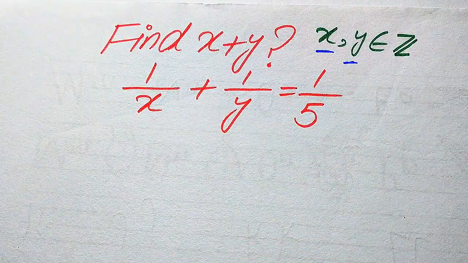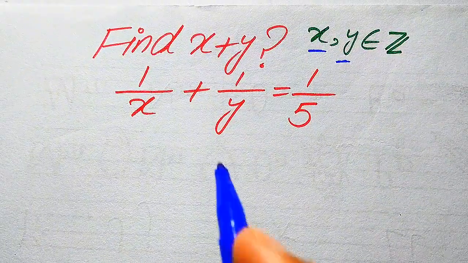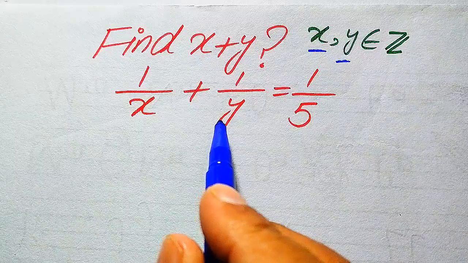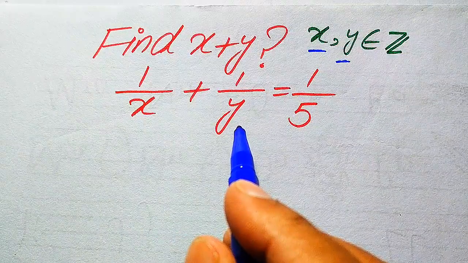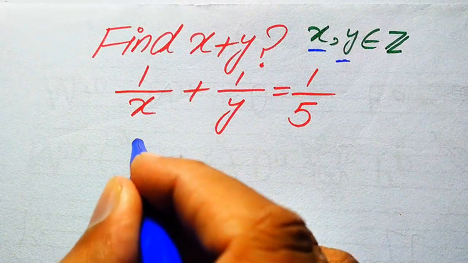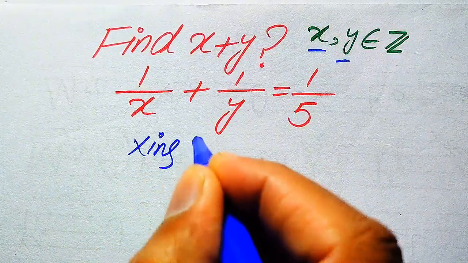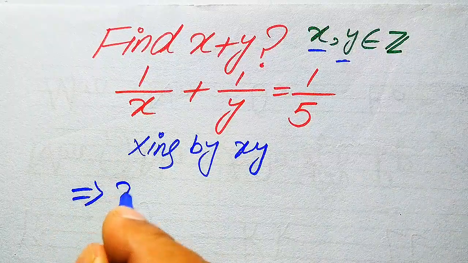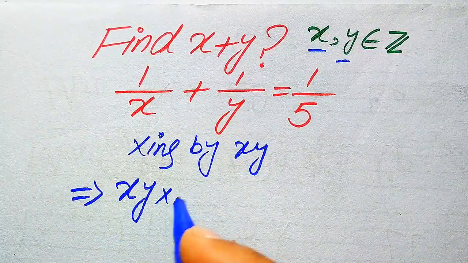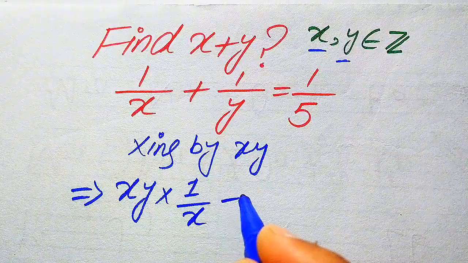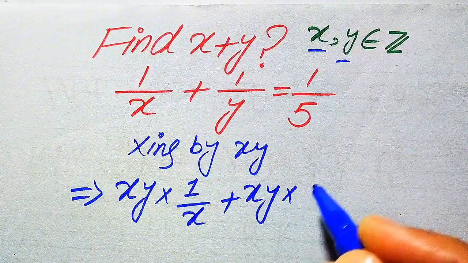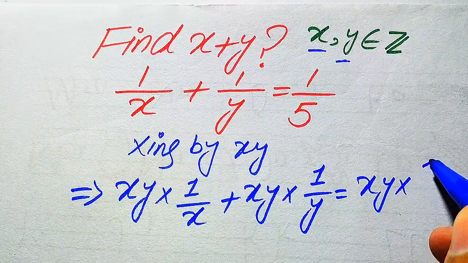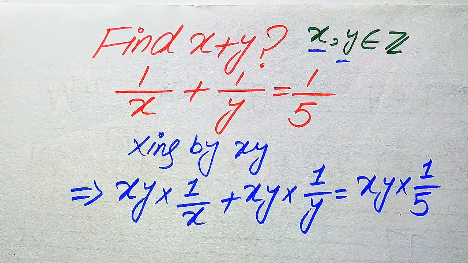Okay, so the very first thing we are going to do is multiply both of the sides by x and y. After multiplying by x and y, we multiply this value on each of these terms, and it becomes xy multiplied by 1 over x plus xy multiplied by 1 over y is equal to xy multiplied by 1 over 5.